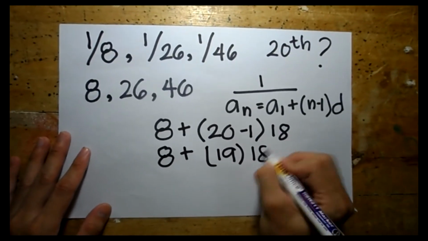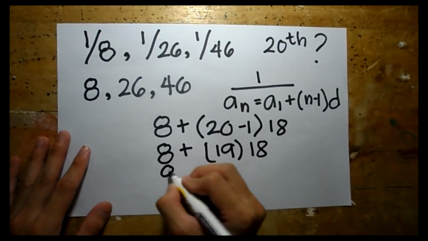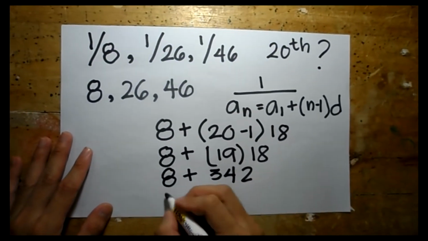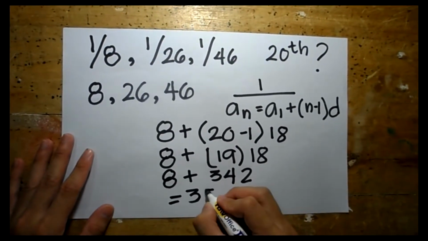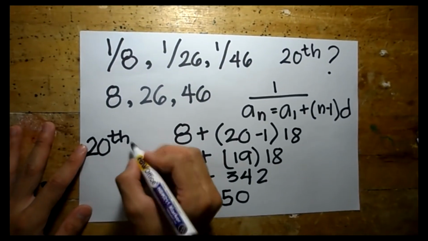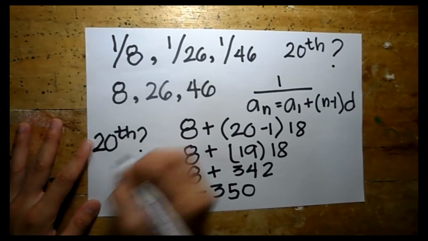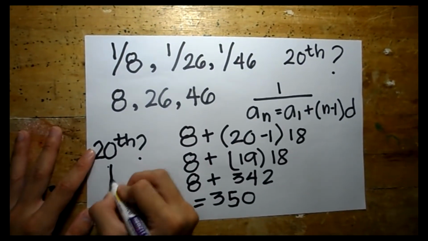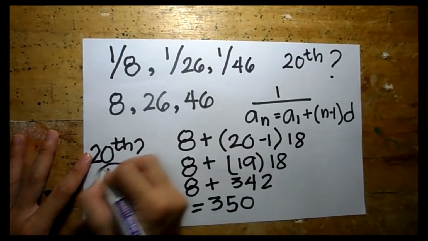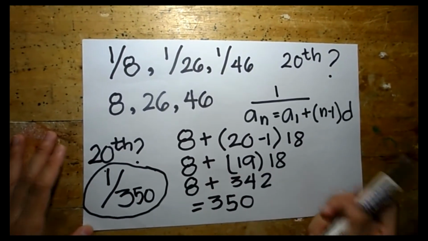Next, multiply 18 and 19. The answer is 342. Add 342 and 8, and the final answer is 350. Substitute the value of 350 to the denominator and the final answer is 1 over 350. Therefore, the 20th term is 1 over 350.